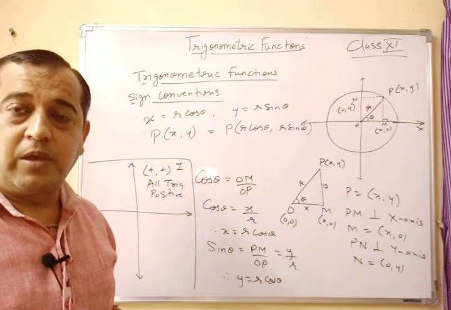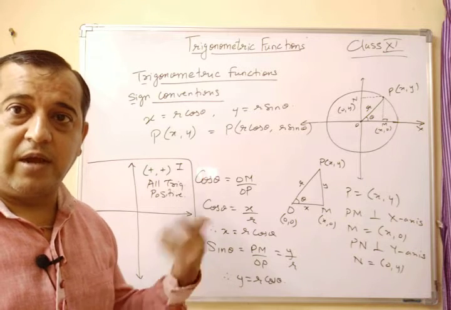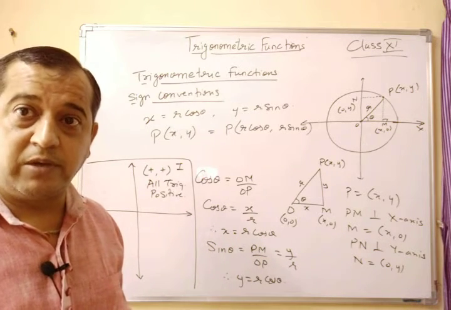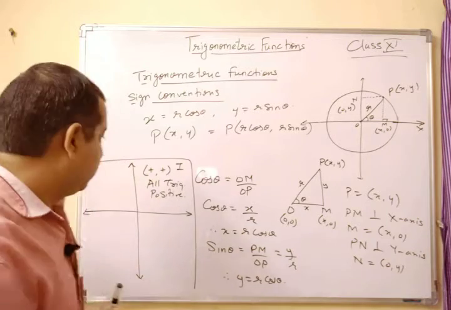The ratio of cos and sin gives you tan theta in one case and cot theta in another. But since both are positive, the ratio will be positive, hence tan and cot will be positive.